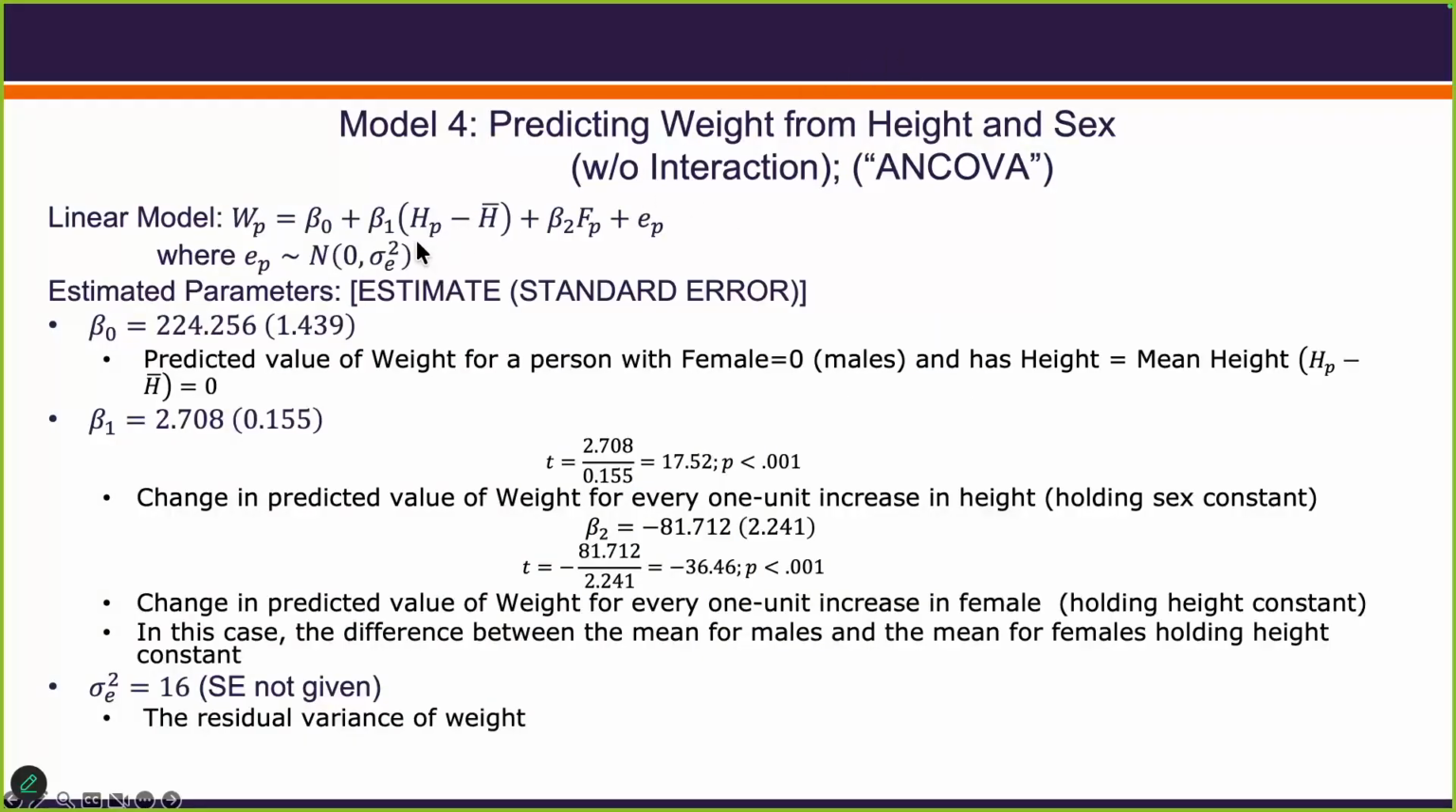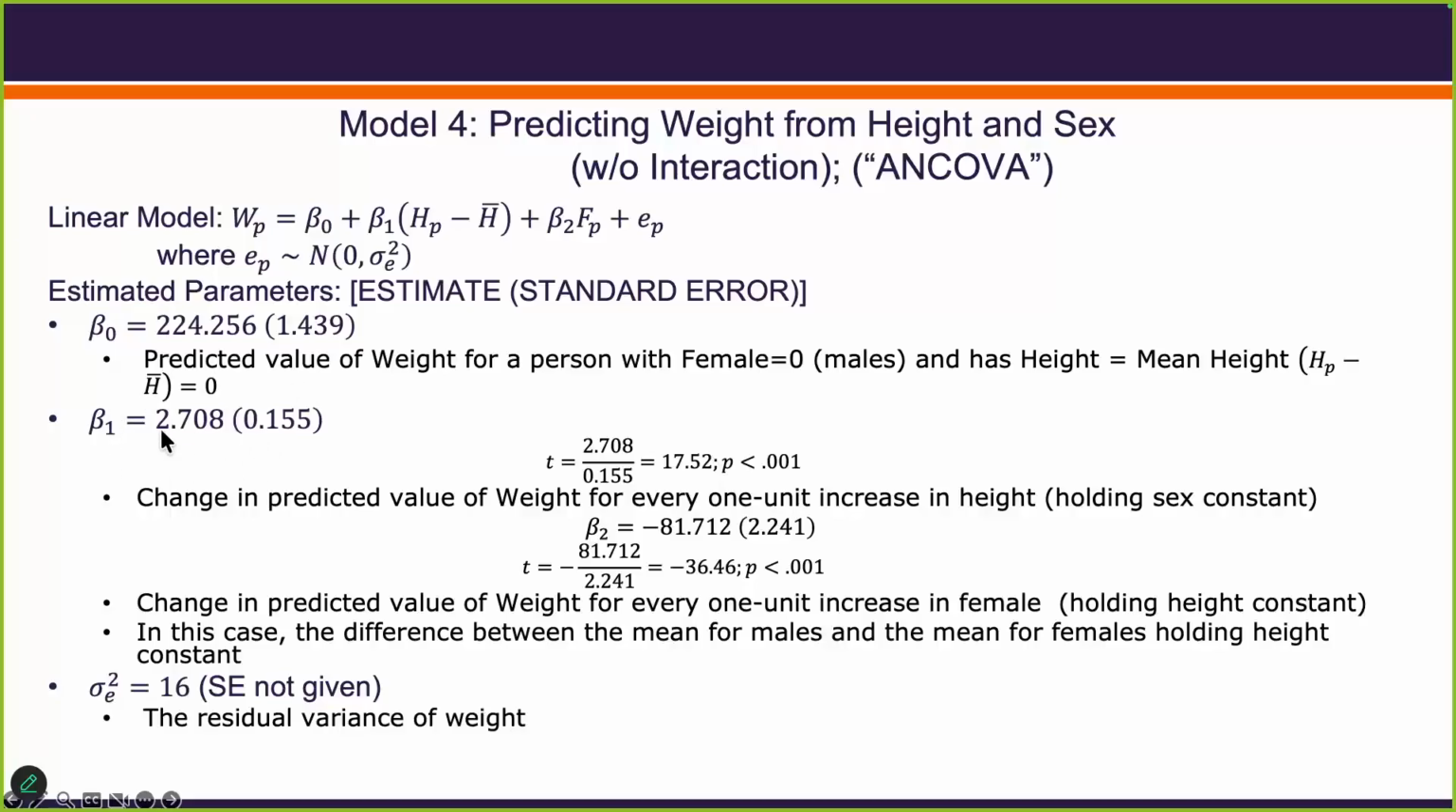Anyway, now here's the ANCOVA version, right? We need to really control for the height of a person in addition to the sex of a person. When we do that, we interpret the intercept as the predicted value of weight when height is 0. In this case height is 0 because it's centered, so it's a person at the average height, which turns out in our sample is nobody, but yeah, average height. And when a person is male (F equals 0 is a male or non-female), a male of average height would be 224.256 pounds.